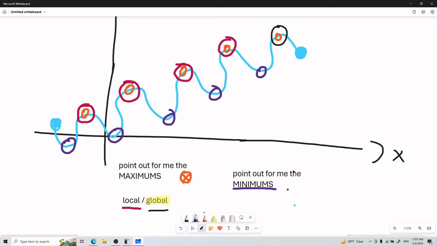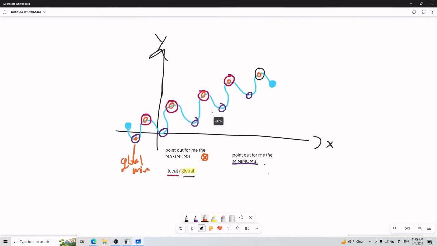Which one is the global minimum? It's this one. So this is going to be my global minimum. And my local minimums are going to be all the other ones. See? And so here, 1, 2, 3, 4, 5. I have 5 minimums, 1 global minimum, and 4 local minimums. Okay? Whatever. That's the idea of global and local.